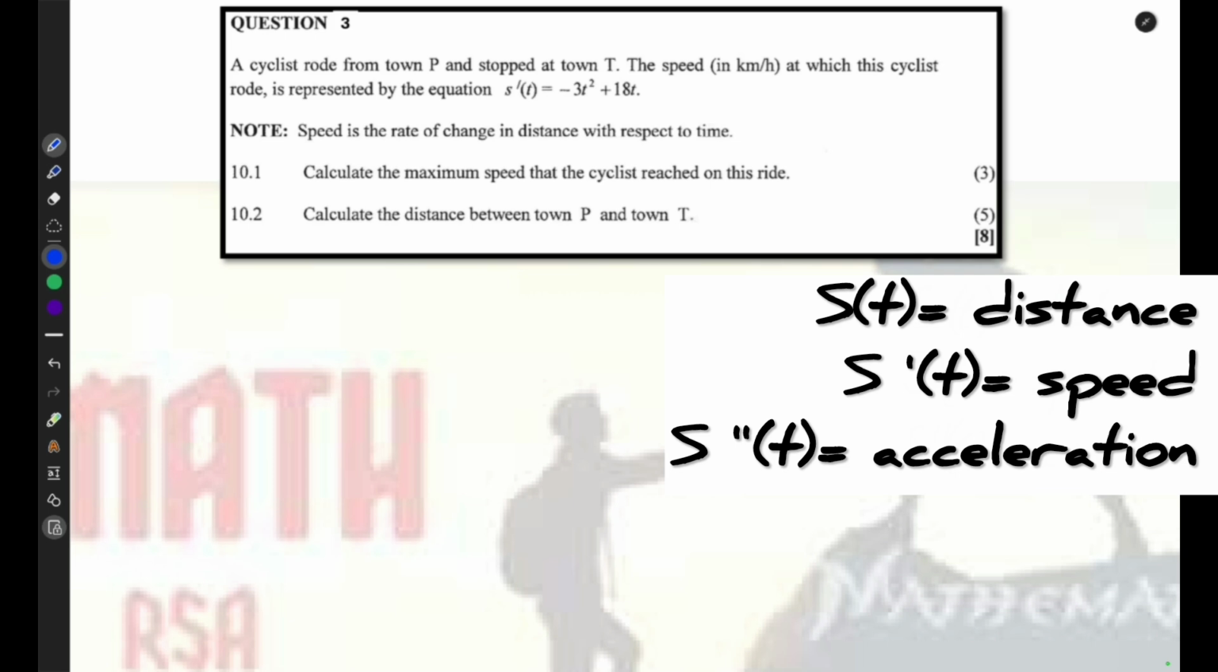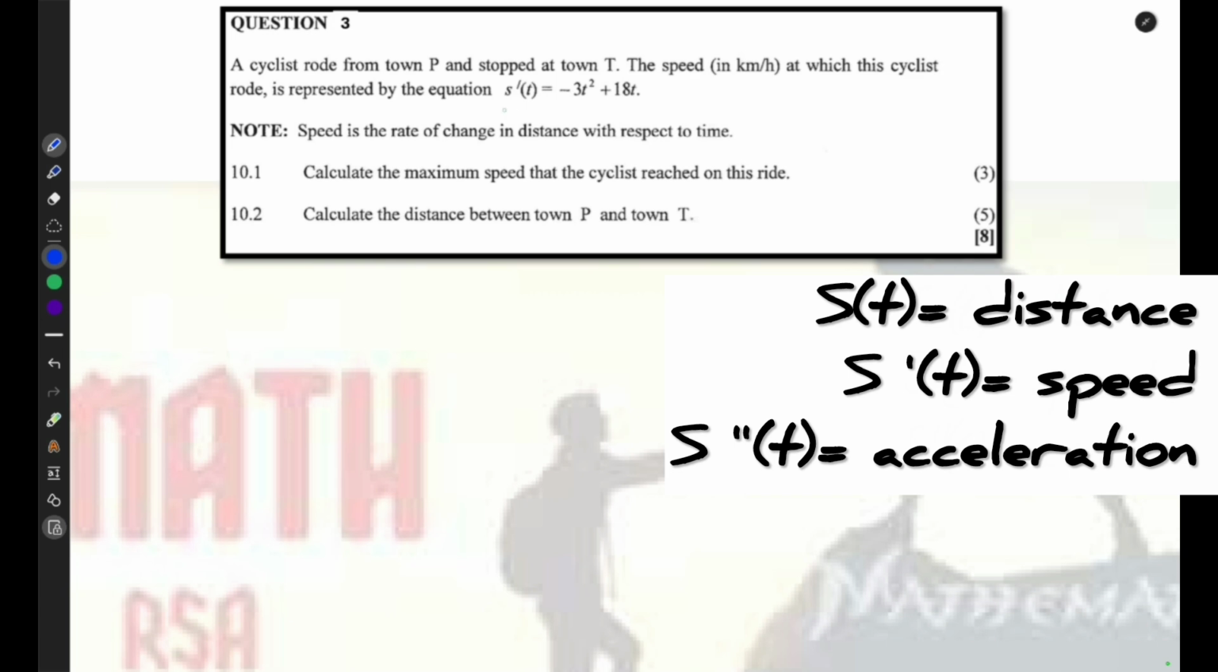Question 10.1, calculate the maximum speed that the cyclist reached on his ride. Okay, so very, very technical now. If they ask me the maximum distance, I would get the first derivative and make it equal to 0. That's not what they're asking me. They're asking me the maximum speed. So then I must get the derivative of the speed function and make that equal to 0.